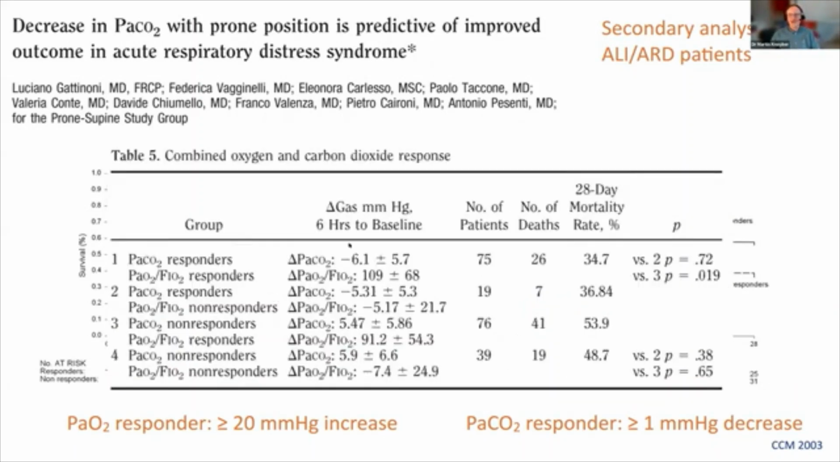And these were the numbers. If you look at the CO2 responders who were also oxygenation responders, the mortality rate in that group was 34%. But in the group who were CO2 responders but oxygenation non-responders, the mortality was only slightly higher, 36%. But in those patients whose ventilation wasn't improved, even though the oxygenation improved, mortality was almost 55%. So it's the ventilation itself that also determines the outcome of those who are prone.